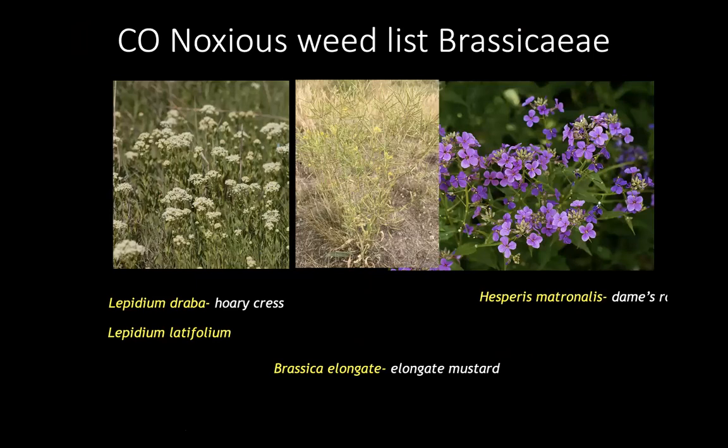Here's some of our worst of the worst Colorado noxious weed list. Lepidiums, this giant inflated brassica, and one that's really beautiful. It's called Dame's Rocket. Got cut off there. That's the one on the right with the beautiful purple flowers that are very showy. So those are ones to get rid of if you have them around.